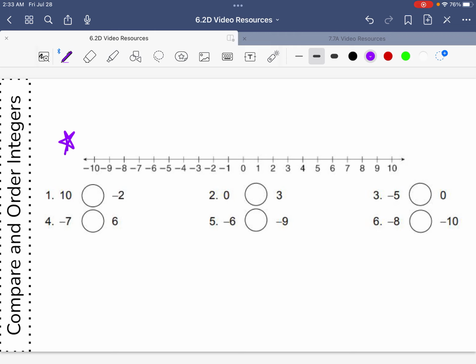So for the first problem, I see that we're comparing 10 and negative 2. So I'm going to put points on my number line to represent both of them. So I see 10 is all the way here to the right, and negative 2 is 2 left of 0. So when I am comparing these two values, I see that 10 is greater than negative 2.